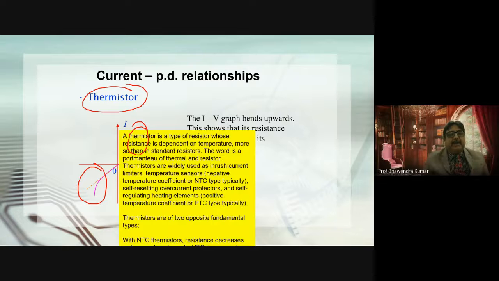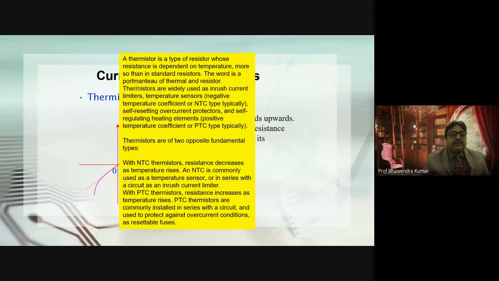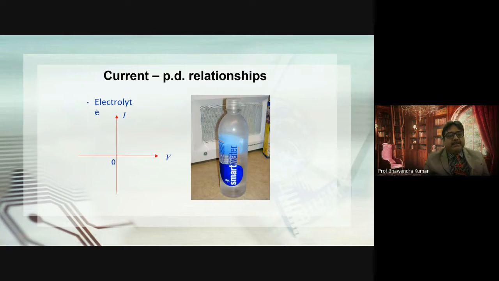And it has multiple types of applications. You can see it here. There is NTC, that is the negative temperature coefficient type thermistor, and there is PTC, that is the positive temperature coefficient type thermistor. In the case of NTC, the resistance decreases when the temperature rises. In the case of PTC, resistance increases as the temperature rises. Okay? You don't have to know all this, but these are the things which you see and you have to understand.